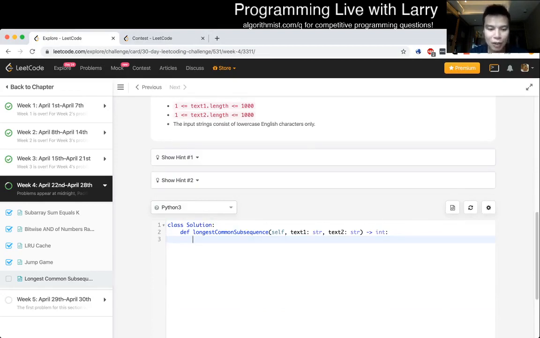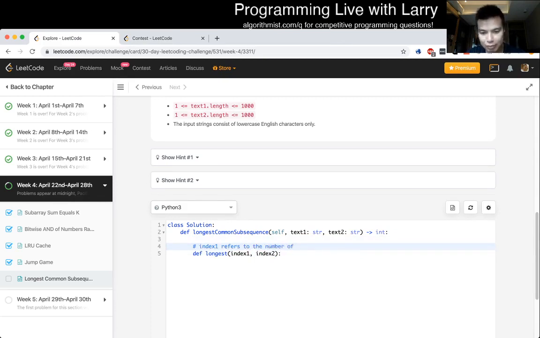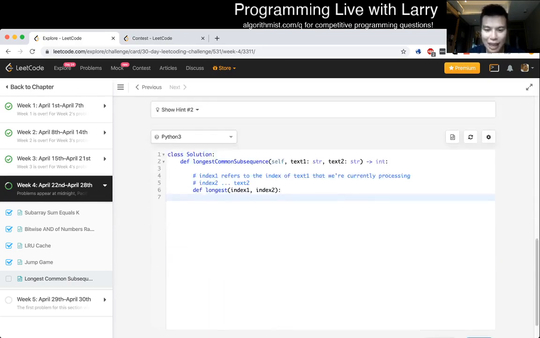Now I'm just going to start with a recursive function. Naming is tough, but I'm going to call this longest, with index 1 and index 2. Here index 1 refers to the index of text 1 that we're currently processing. Index 2 is the same thing for text 2, right? Okay.